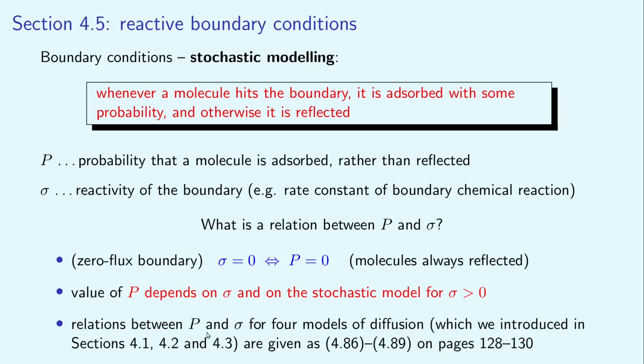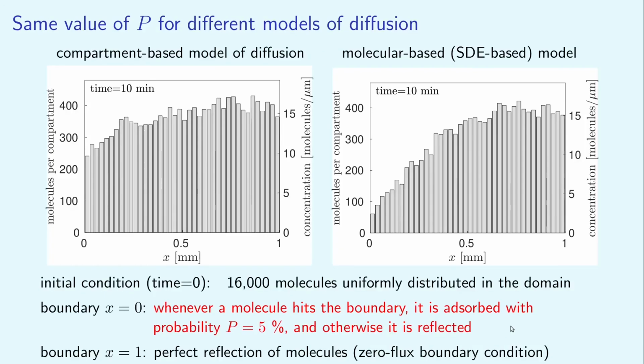Relations between p and sigma for four models of diffusion, which we introduced in sections 4.1, 4.2, and 4.3, are given as equations 486 till 489 on pages 128 till 130 of the lecture notes. To illustrate these conclusions, I have included here an example where I use the same value of p for two different models of diffusion. I simulate 16,000 molecules, which are initially uniformly distributed in the domain.